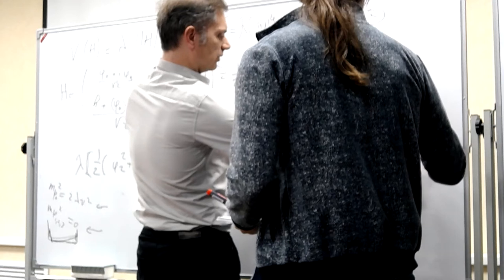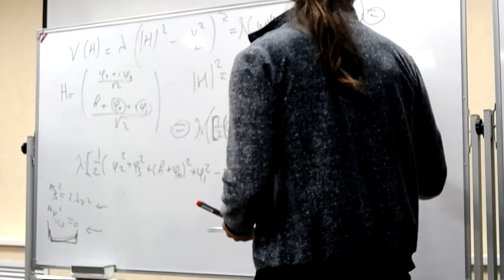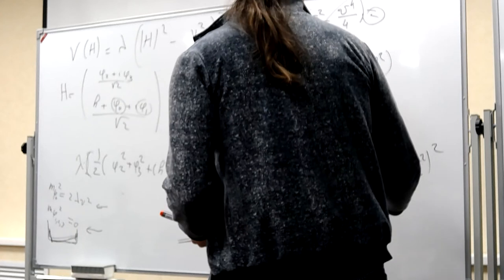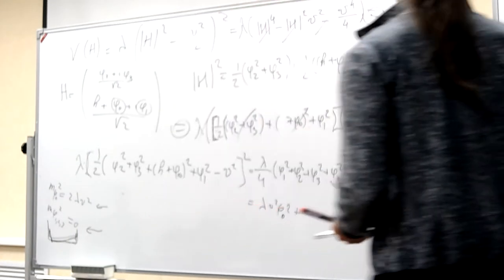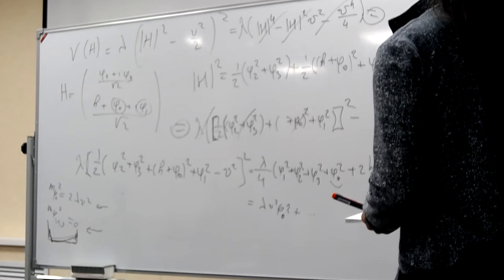So you notice that, of course, if you go back to the vacuum, when h is equal to v, the mass of the boson goes to zero, as expected. And this goes to lambda v squared. This agrees with the result that we found in the vacuum.